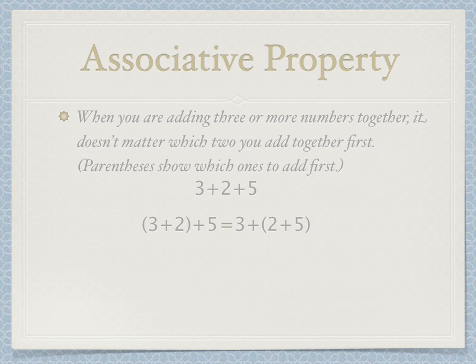I could add the 2 and the 5 together first. 2 plus 5 is 7, plus 3 more is still 10. Which two numbers I add together first doesn't change the sum. Now notice here that this is all an addition problem. There's no subtraction or multiplication or anything else in there. This is the associative property of addition.